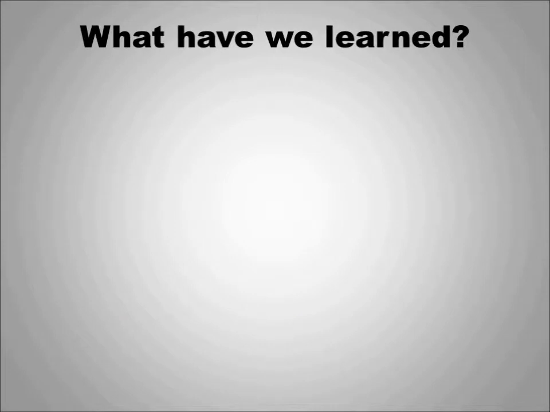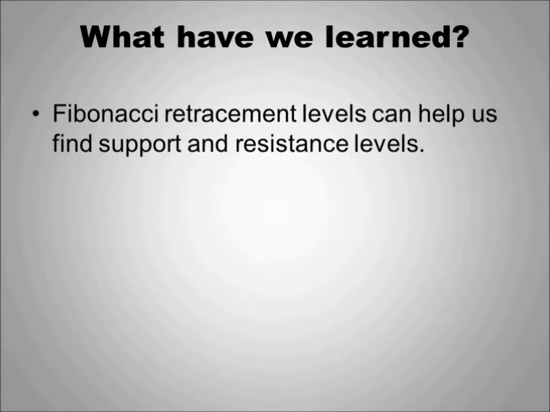Now, what have we learned? We've learned that Fibonacci retracement levels can help us find where support and resistance are. I've mentioned many times how important support and resistance are. However, they're still not perfect. And remember, support and resistance are more than just lines. They can be zones as well.